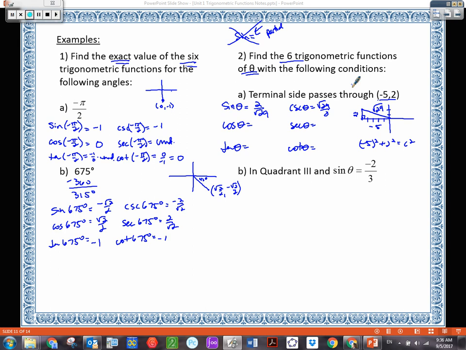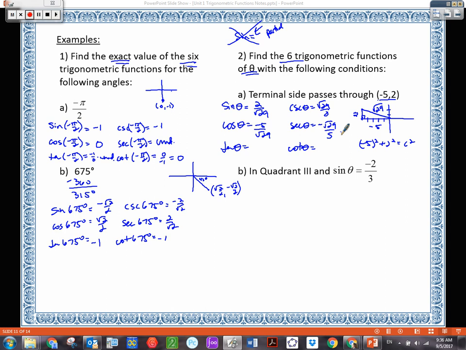Okay. So cosine is going to be adjacent over hypotenuse, which would be negative 5 over hypotenuse. And secant would be the reciprocal. We would flip that right upside down. So it would be negative root 29 over 5.